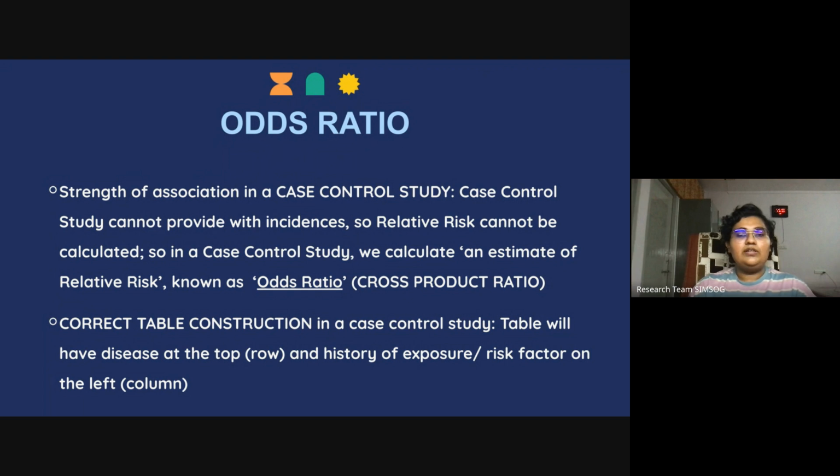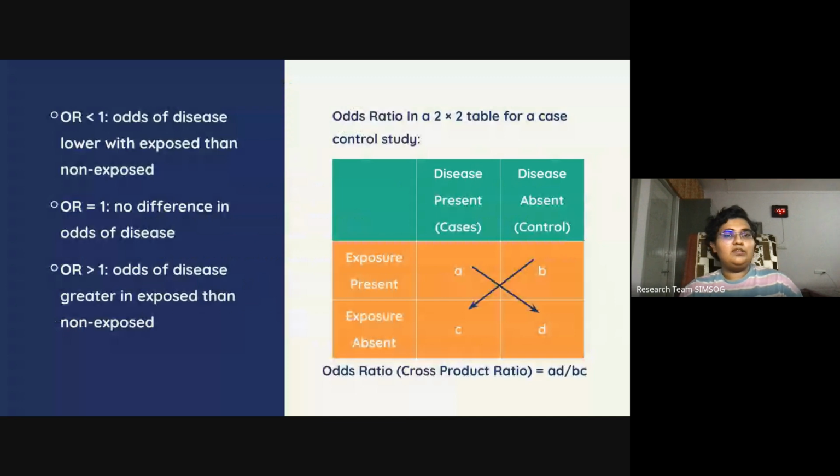So in odds ratio as well, it is very important to have the proper 2 by 2 table construction, right? As you can see on the slide, a proper 2 by 2 table for a case control study to get the odds ratio would be like this: in the columns you would have the disease present and absent, and in the rows you would have the exposure present and absent, right? So the cross product ratio, that is A into D divided by B into C, will give us the odds ratio. So the interpretation of odds ratio is similar to the interpretation of relative risk, right?